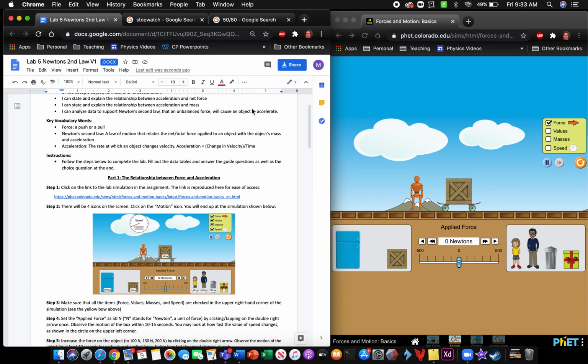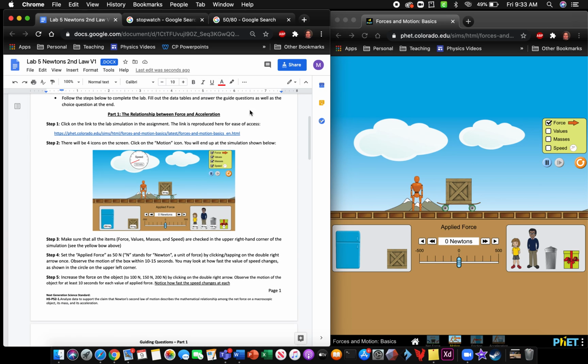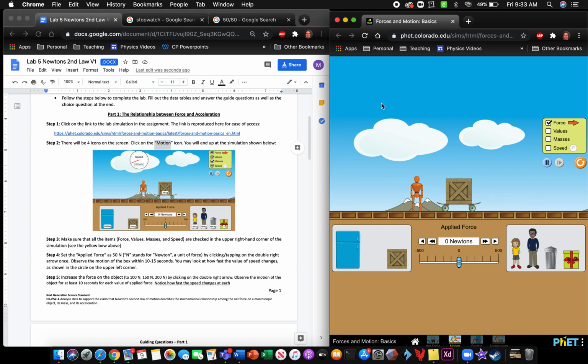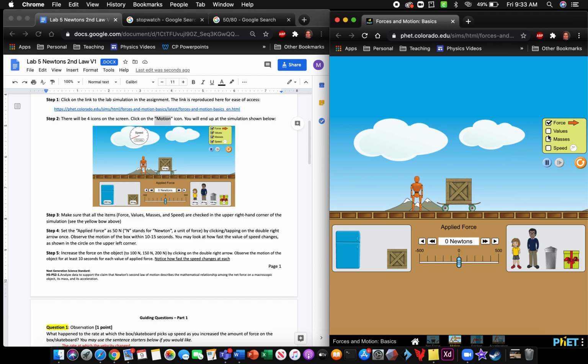So for part 1, what you're going to do is go ahead and follow this link. It's going to pop up with 4 different icons. Make sure to click the motion icon, and you're going to end up in this simulation, which you can see on my screen. Okay? After you've done that, go ahead and make sure to click all of the icons in the upper right hand corner.